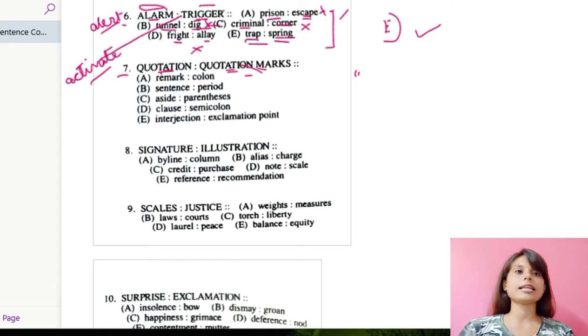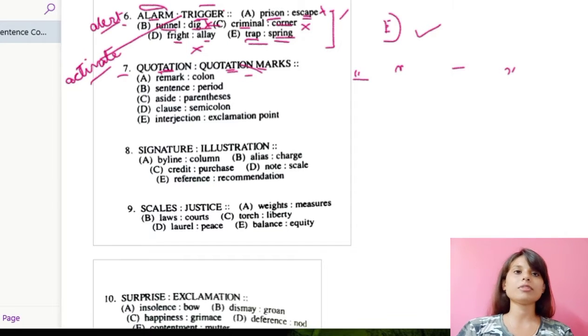Quotation marks are like this, and quotation means a saying, suppose someone said something and those exact words you have printed somewhere, that is a quotation. And what are quotation marks? Quotation marks are like this, it starts with this and ends like this. Like someone is saying something in direct speech and you are putting it within quotation marks. So you understood the relation between these two, that is, a quotation is within the quotation marks.